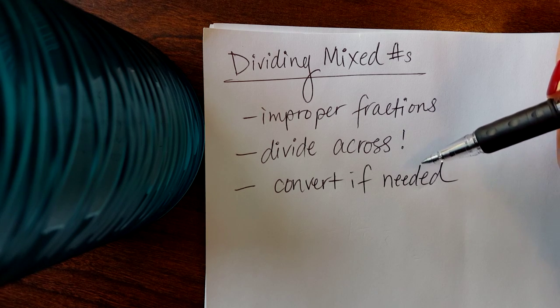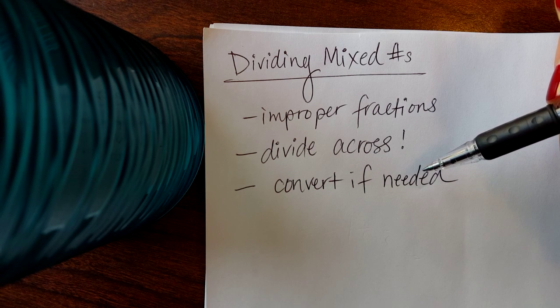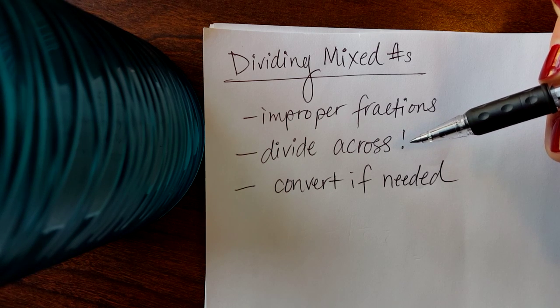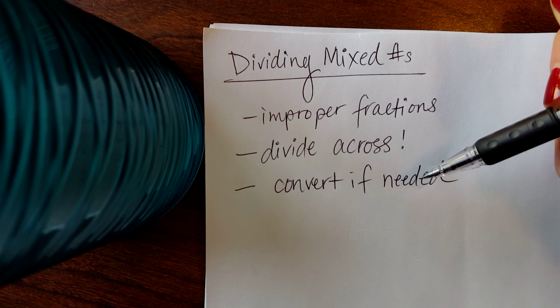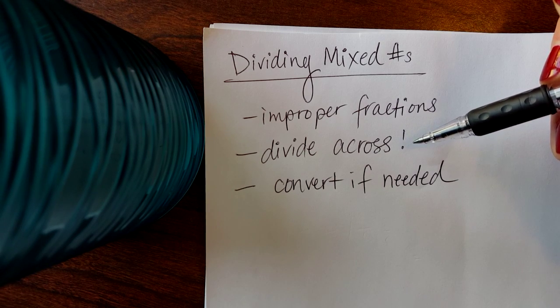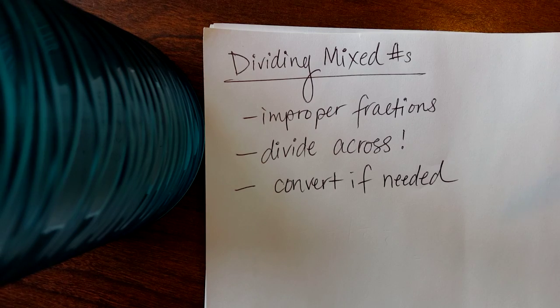And then at the end, after you divide across, you might need to convert improper fractions back into mixed numbers if needed. If you divide across, you usually don't have to simplify or reduce, which is the beauty of dividing across. I'll show you a couple of examples where we can follow these steps to get the correct quotient.